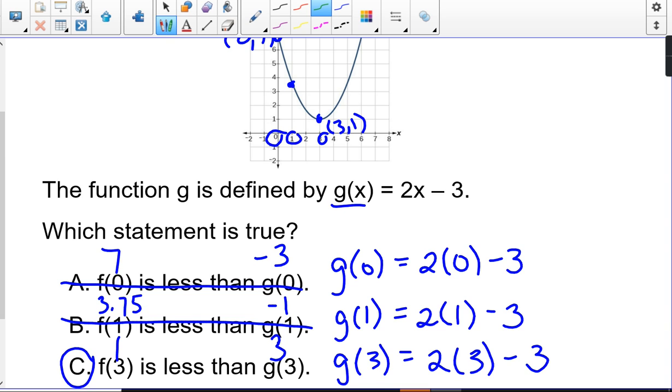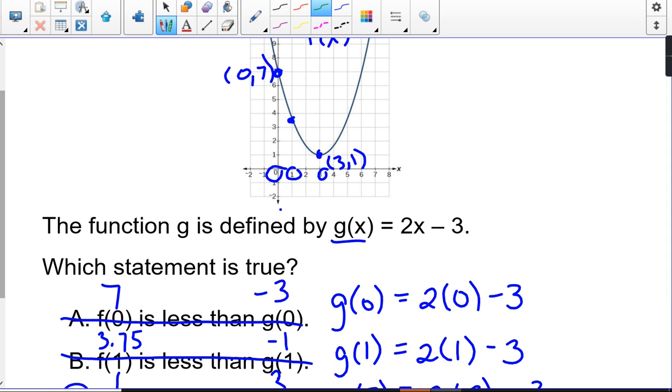One other way you could have done this would have been to put this on a graph. So say you had negative 3 right there, and you go up 2 and over 1, and up 2 and over 1, up 2 and over 1. So you're just kind of checking which one is higher at each value. You could have done that as well.